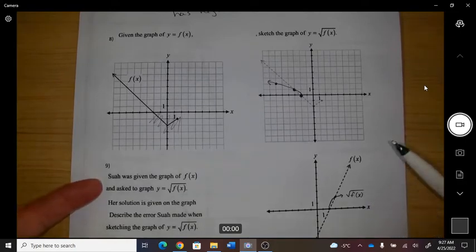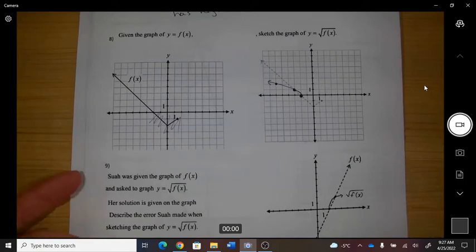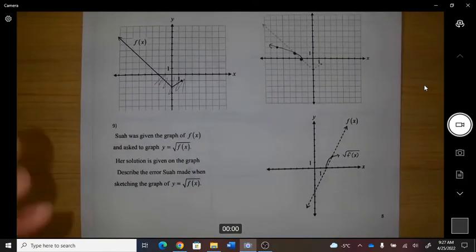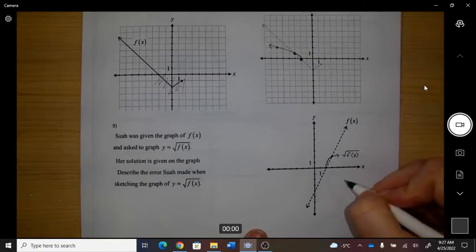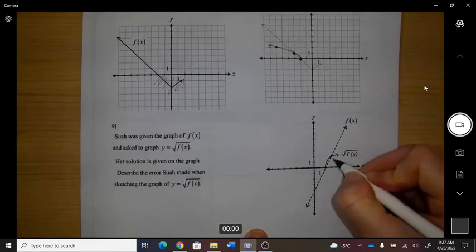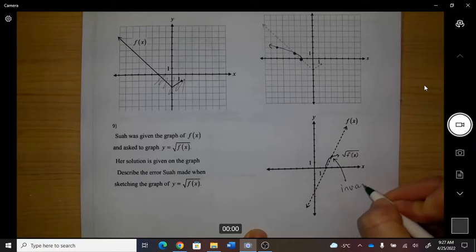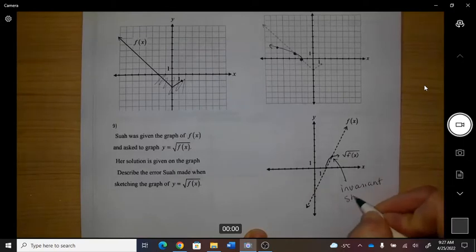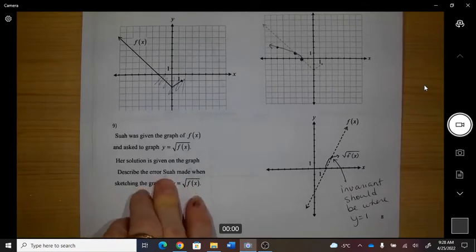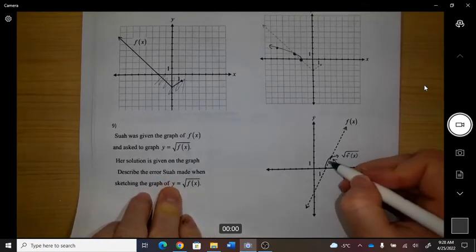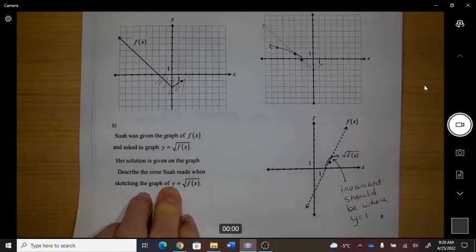So while I was asked to graph the radical of this graph, her solution is given. Describe the error. This invariant point should be where y equals 1. And then she did it at 2. That was the error. The invariant point should be right there.